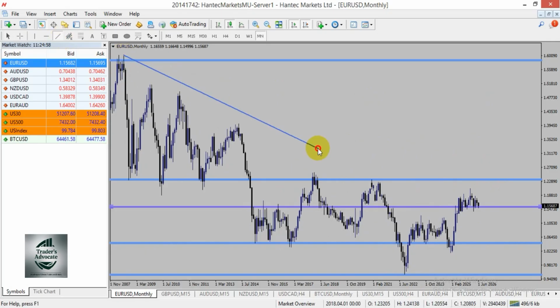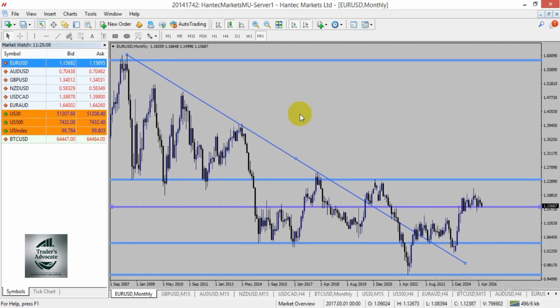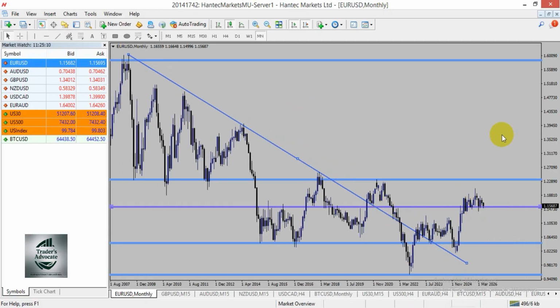And if I draw my major time frame trend line, we've broken above the major trend line. So we've broken above the major. This was the major trend line holding this market down. We've broken above, we're pointing to the upside.